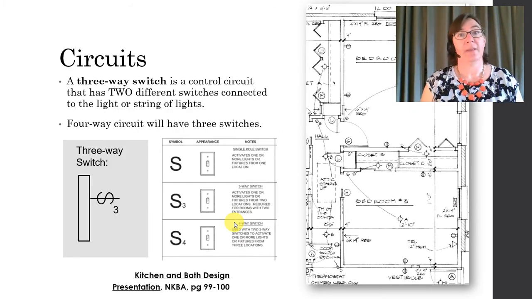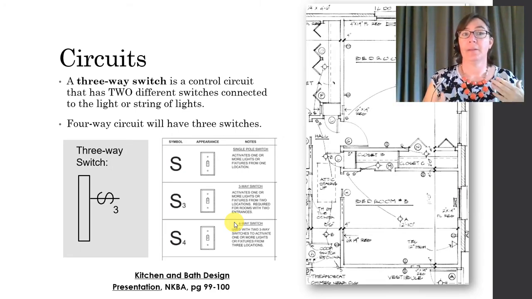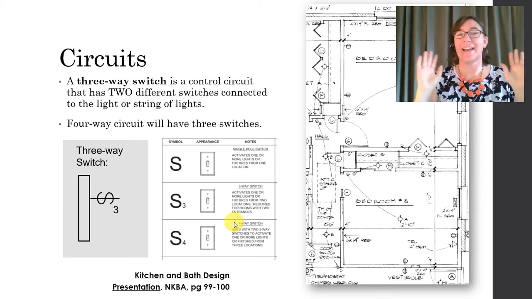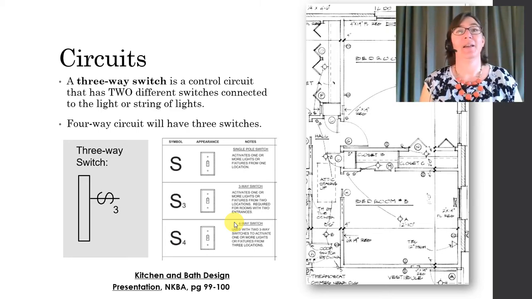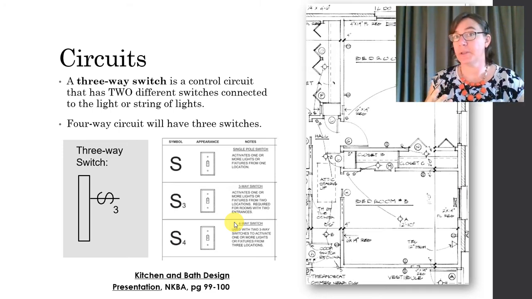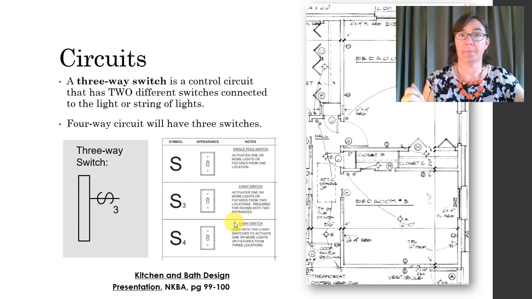Let's talk about three-way switches. This is confusing to many people. A three-way switch is a circuit that has two, not three. It's got two different switches connected to your lights, and that could be one light or it could be multiple lights. Okay, so three-way switches is one or multiple lights connected to two switches.